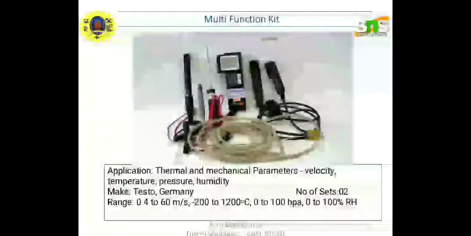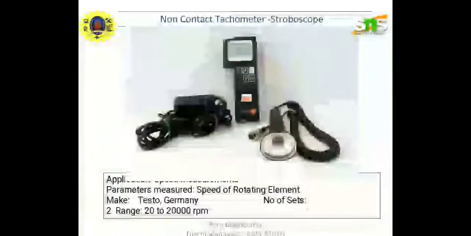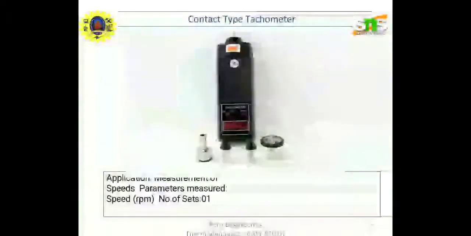It's made from Germany. Temperature, humidity and thermal mechanical properties will be measured from here. The range is 0.4 to 16 meter per second. It's a non-contact tachometer stroboscope. The parameter measured is the speed of the rotating element. It's made from Germany. The range is 20 to 20,000 rpm. It's a tachometer used for measuring speed, and the number of sets given is 1.